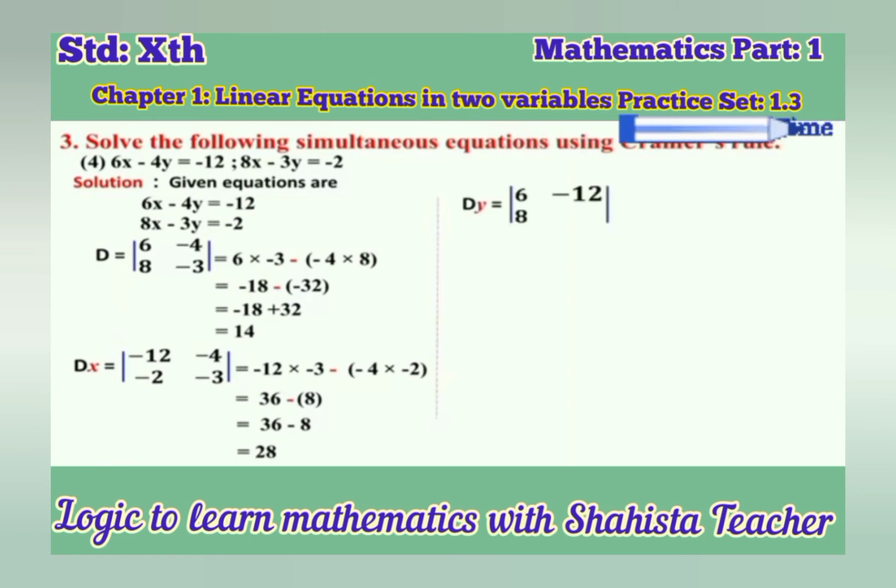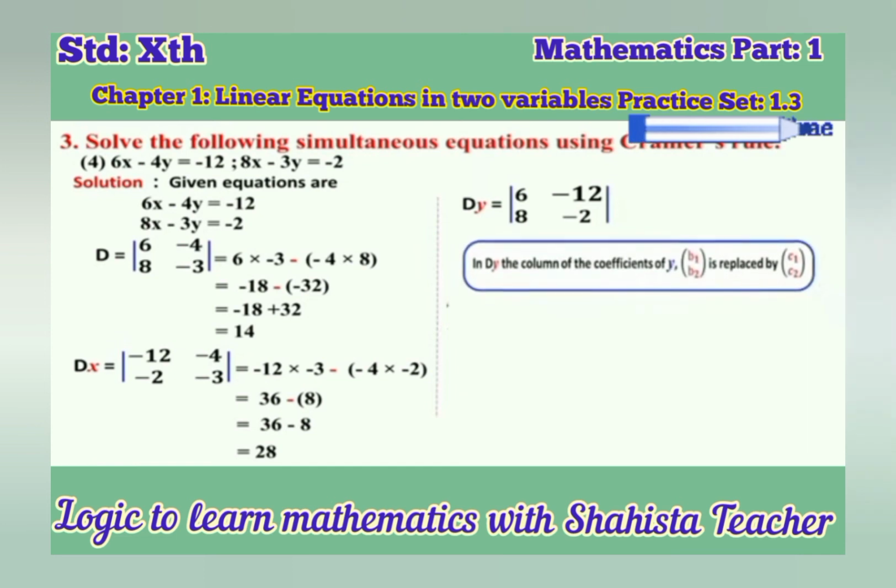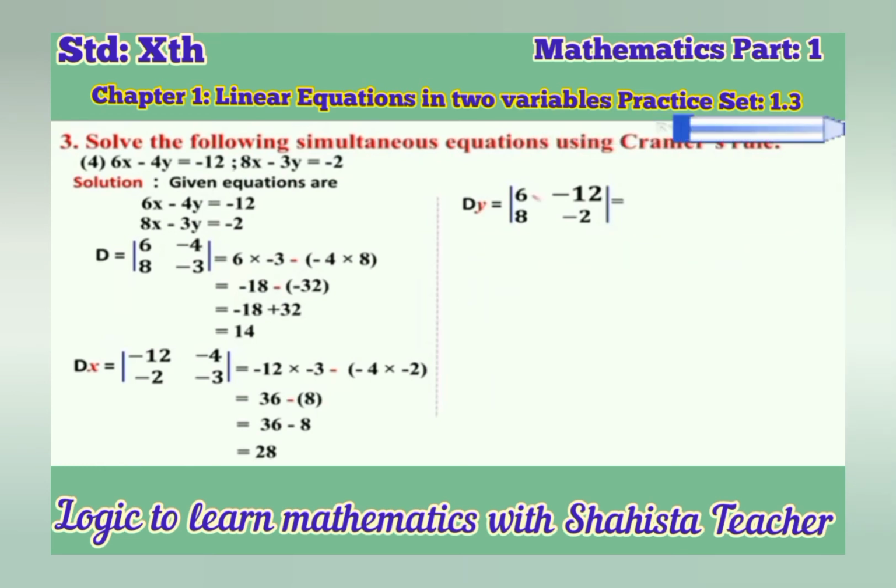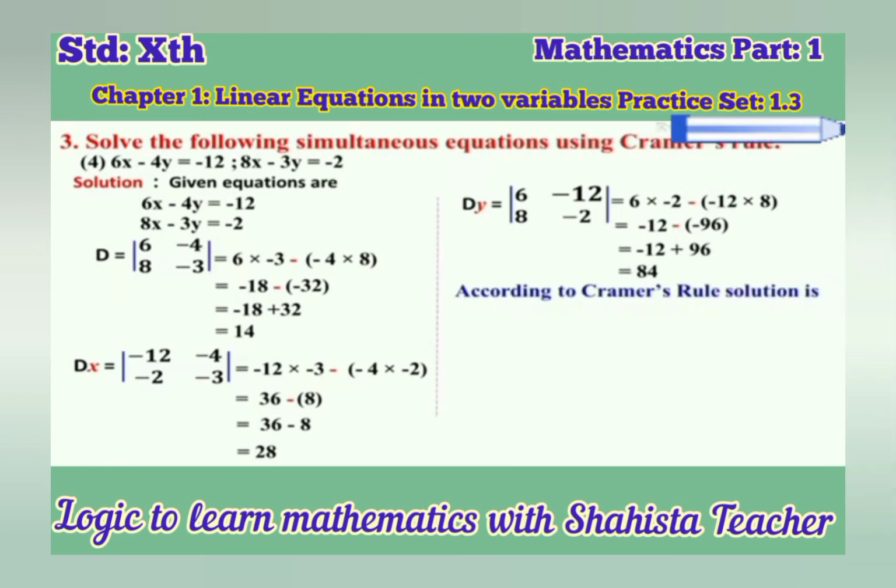Now dy is equal to 6 upon 8 and minus 12 upon minus 2. So dy is the column of coefficient y. b1 upon b2 is replaced by c1 upon c2. So in the place of b1 b2 we will put c1 c2. So here 6 multiplied by minus 2 and minus 12 multiplied by 8. Cross multiplication, 6 2s are 12, minus 12 8s are 96. So minus 96. So minus 12 minus 96, minus minus become plus. So 96 minus 12 is 84. So dy is 84.